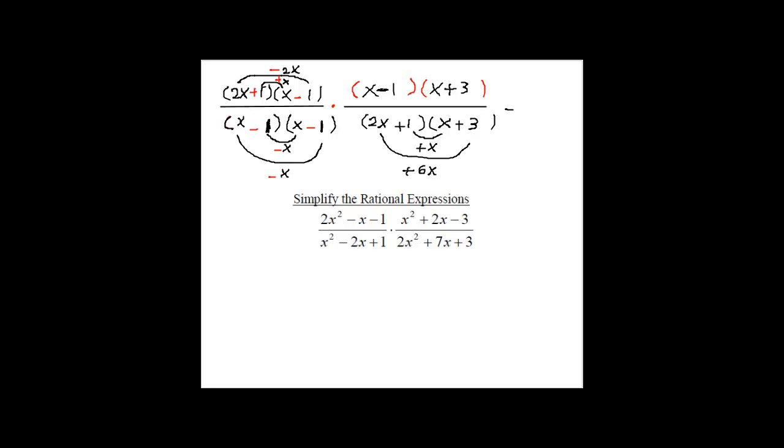So the next step is to reduce this. Let's see, we have 2x plus 1 here. That 2x plus 1 and 2x plus 1 would reduce to 1. So let's do that. So this would be 1. This would be 1. And we have x plus 3, and x plus 3 turns to 1. And then here we have x minus 1, and x minus 1 turns to 1. And then here we have x minus 1, and x minus 1 turns to 1.